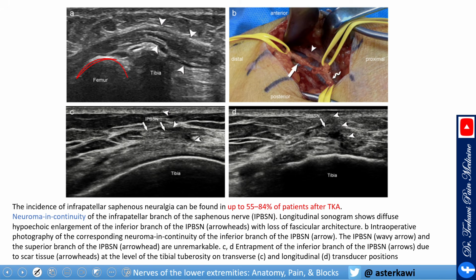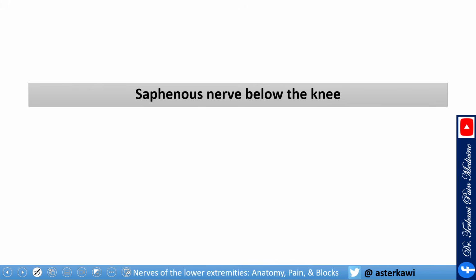Here, this case shows you a more medial view. This is the femur, this is the tibia. In this case, there is a neuroma attached to the nerve that eventually got removed surgically. In this specific reference, they mentioned that it's very common, up to 84%. Maybe that's an overestimation, but the point is it's common, so you need to think about it.